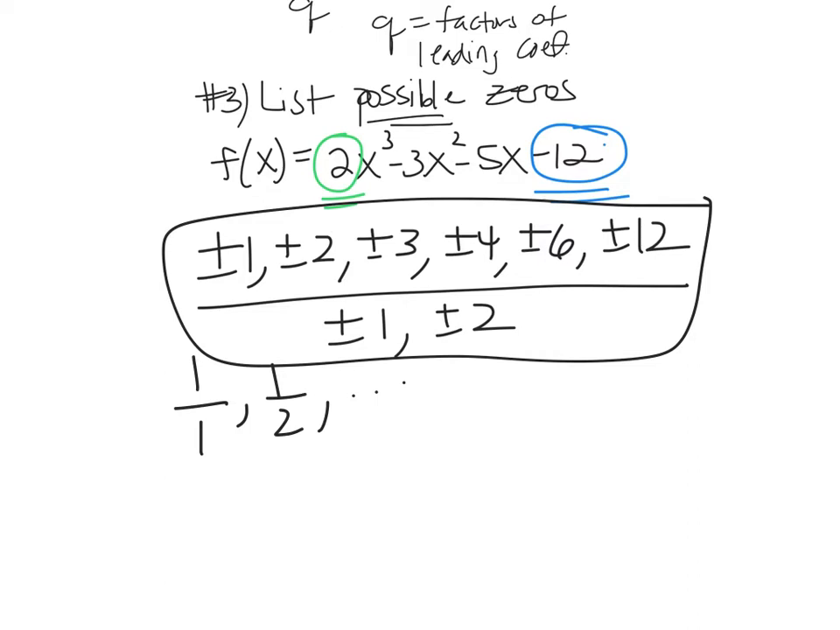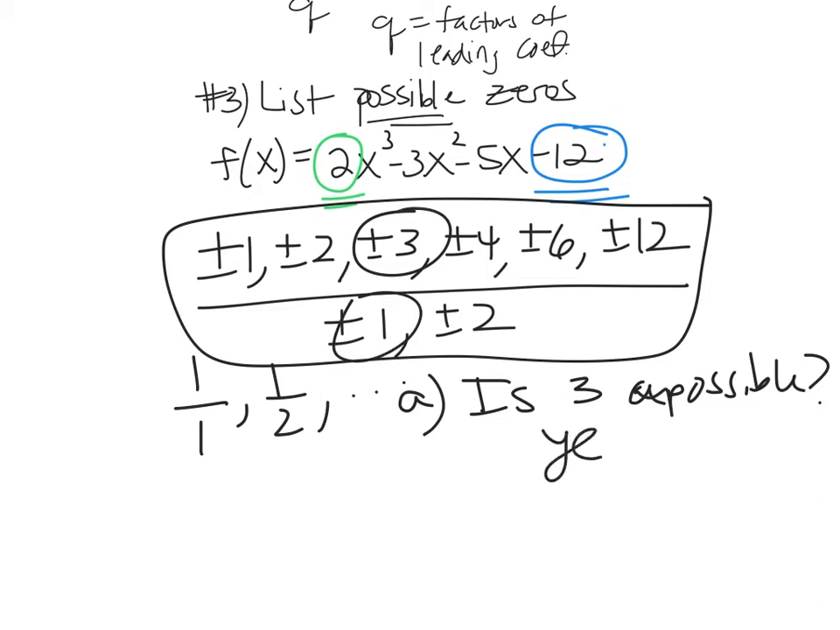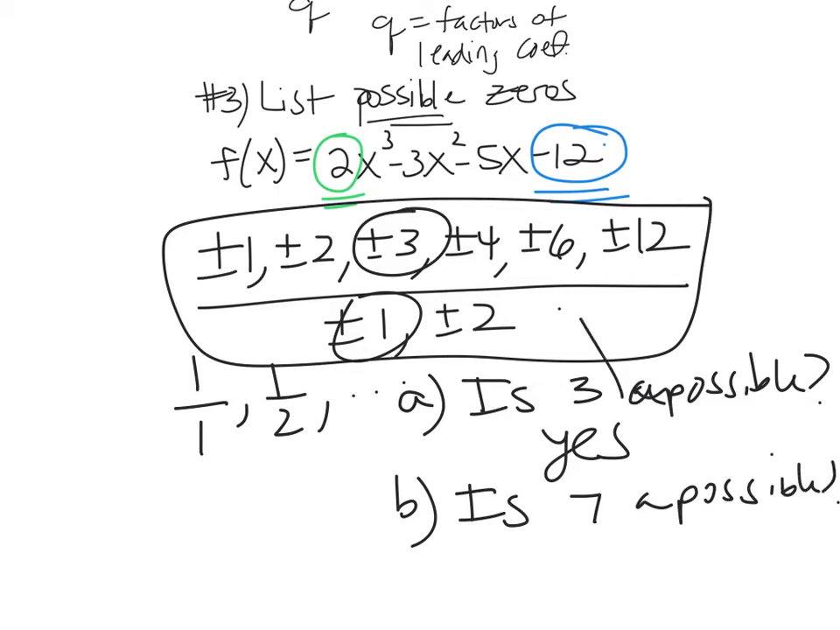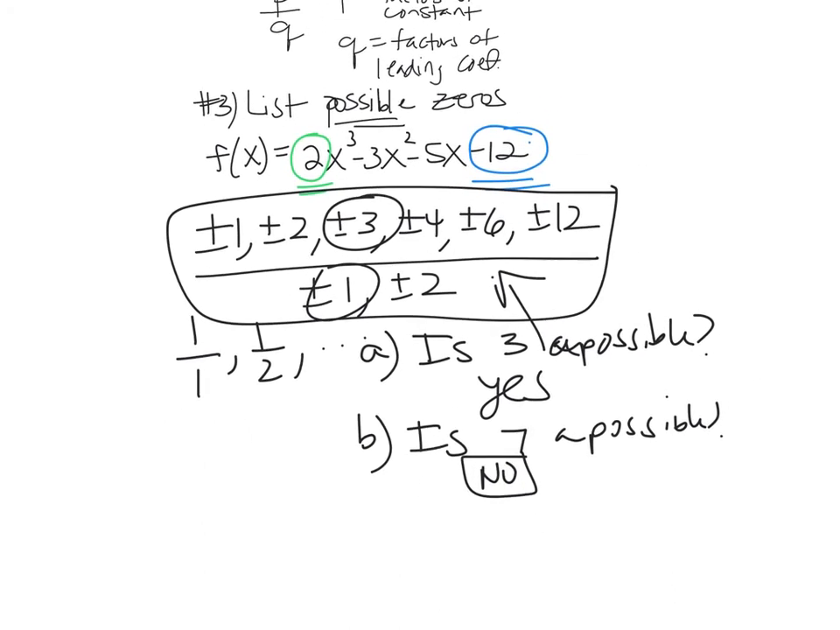And if I ask you a question like, is 3 a possible zero of that polynomial? Then you would look, oh, I have 3 over 1, so yes, it is. I could ask you something like, is 7 a possible zero? And you would look up here to your factors and say, no, there's no 7. 7 is not a possible zero. So what this does is it limits it to, still a lot of possible zeros, but we can throw out a bunch too.